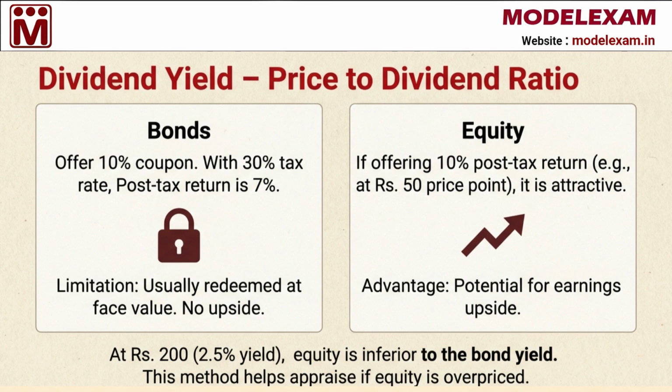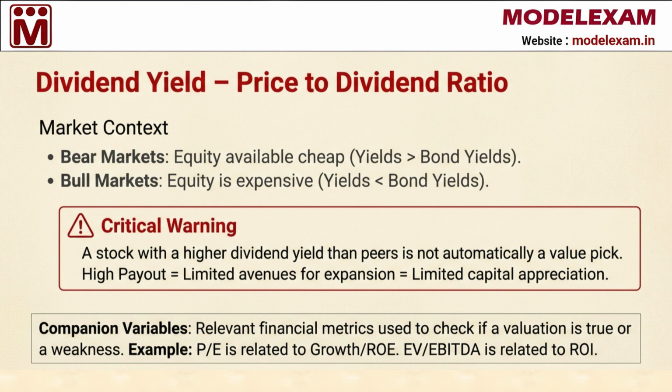Bonds, on the other hand, are limited because they are usually redeemed at face value with no upside. But at 200 rupees, the equity yield is only 2.5%, which makes it inferior to the bond yield. This comparison helps us understand the broader market context. In bear markets, equity is often available cheap, so dividend yields are typically higher than bond yields. In bull markets, equity becomes expensive and yields drop below bond yields.